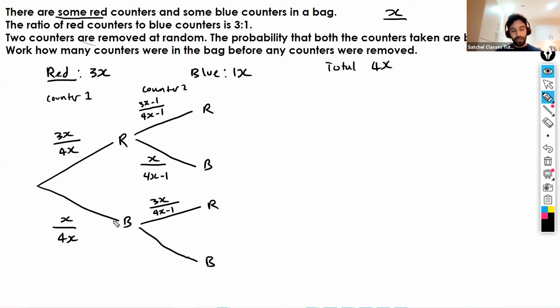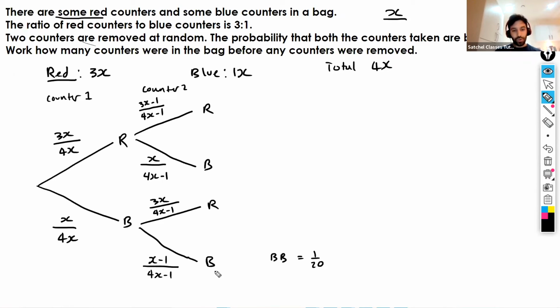And then down here, if the first counter was blue, the number of blue counters will fall by 1. So we would have to do 3x minus, oh, and it's not 3x, it should simply be x, because we had x amount of blue counters. So that's going to be x minus 1 over 4x minus 1. Now the question says the probability that both counters taken are blue is 1 over 20.